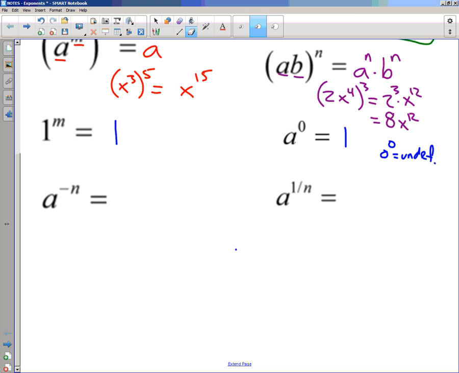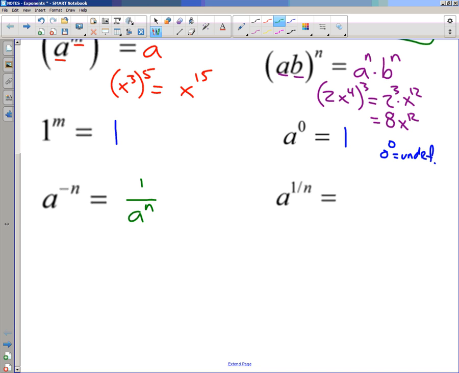This next rule causes lots of headaches and a lot of problems for a lot of people. This is when you have a negative exponent. And technically, the way this works is if you have a to the negative n, that's equal to 1 over a to the nth power. I want to give a couple examples here. The negative exponent is going to cause that base to move to the other side of the fraction bar, and the exponent then becomes positive.